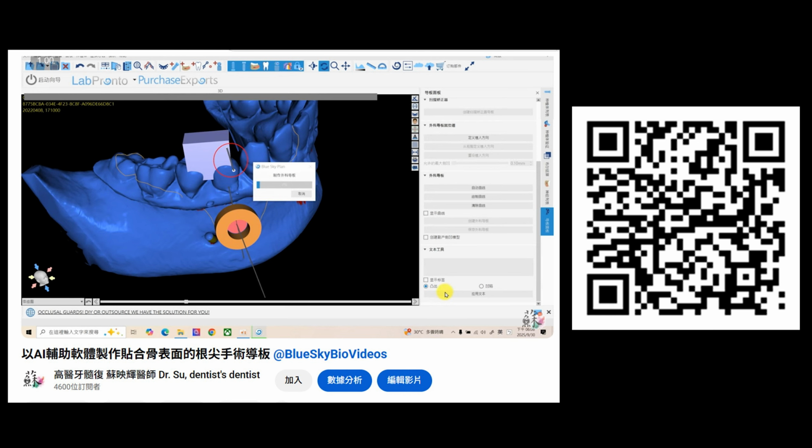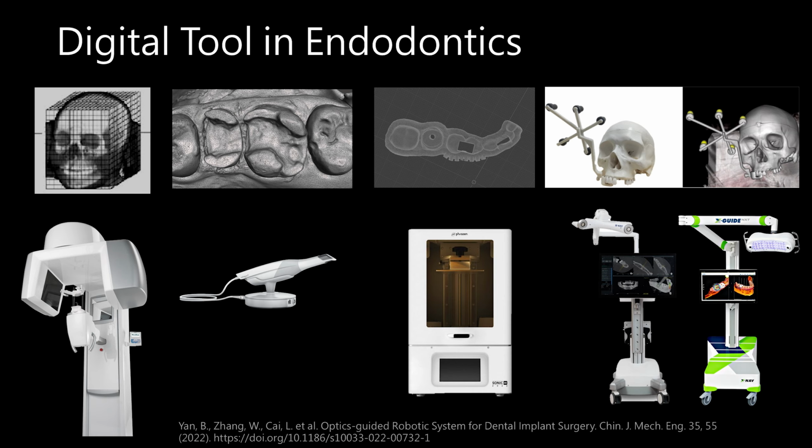Okay. So here is my conclusion. I use the CBCT and oral scanner to put the reality information into the digital world. And I use the 3D print guide or the navigation system to bring the data from the digital world back to reality. That's the circle.